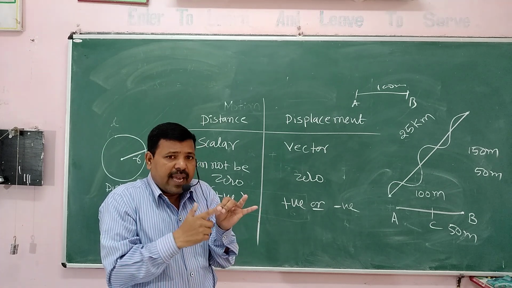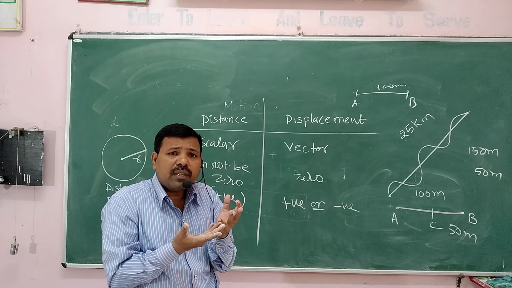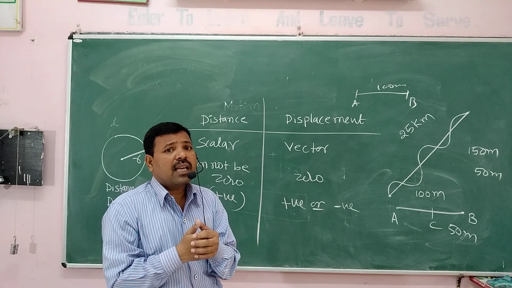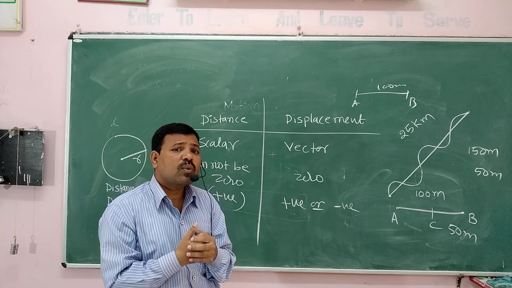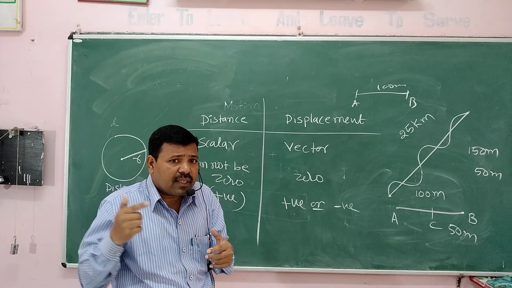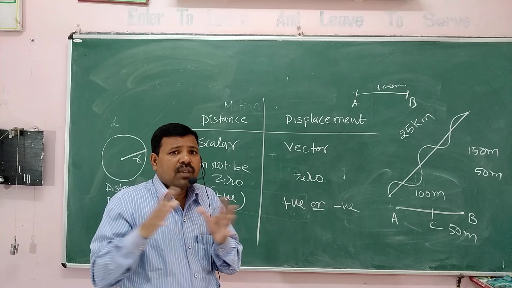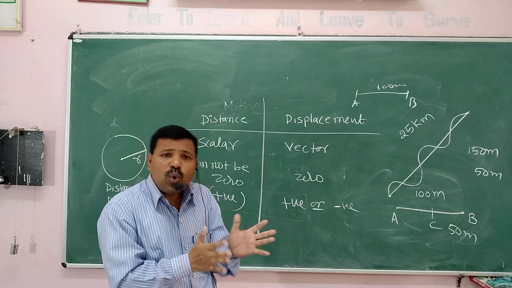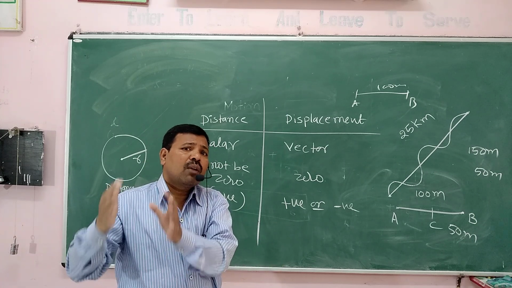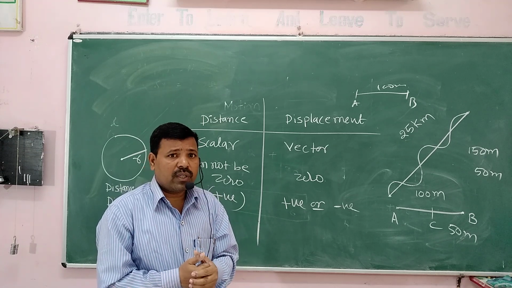Displacement is a vector quantity. Acceleration is a vector quantity. Force is a vector quantity. Weight is a vector quantity. Power is a scalar quantity. Work is a scalar quantity. Energy is a scalar quantity. Magnetic field, a vector quantity which has direction. Electric field, a vector quantity. So, some physical quantities are scalar, some are vector. Those quantities which have only magnitude are known as scalar. Those quantities which have both magnitude and direction are known as vector quantities.